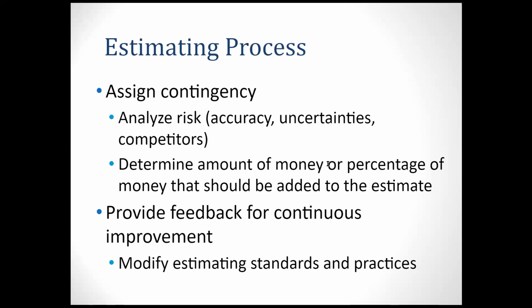Then you determine the amount of money, or the percentage of money, that should be added to the estimate. That estimate is all the direct cost. You guys know the direct cost, right? The direct cost is labor, material, and equipment, right? So all of those are related to your quantity takeoff. After the direct cost, you are adding the contingency, the tax, the profit, and or the overhead, that is indirect cost, right? Indirect cost, right?